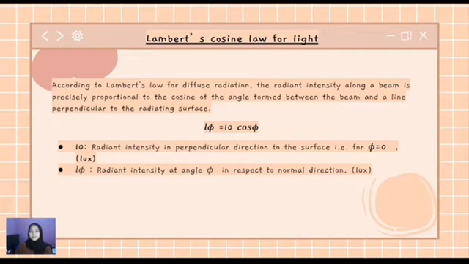The equation is L angle equal to L0 cos angle. L0 is the radiant intensity in the perpendicular direction to the surface. L angle is the radiant intensity at an angle with respect to the normal direction.